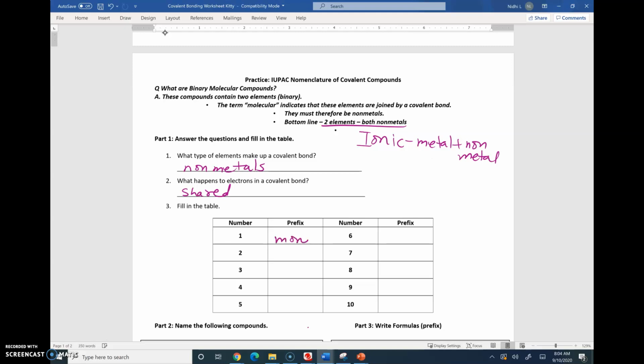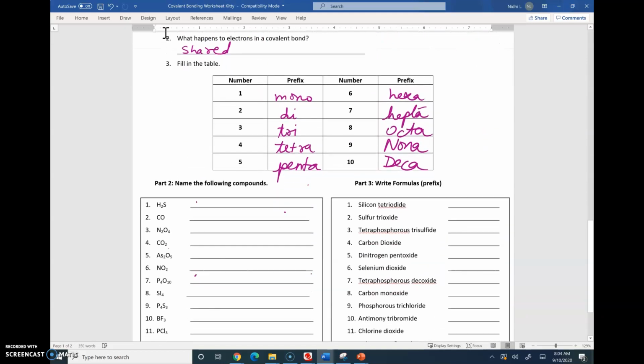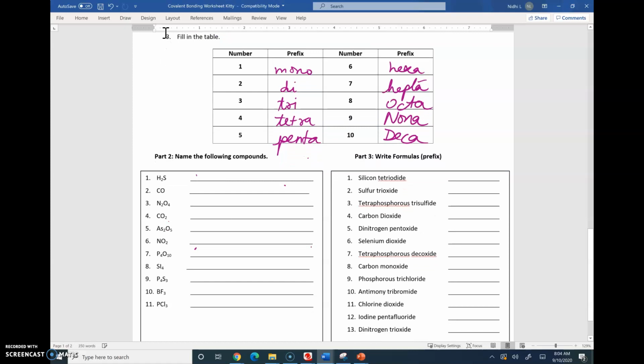So mono, di, tri, tetra, we have penta, hexa, hepta, octa, nona, and then deca. Okay, so go ahead and pause the video and get these down, okay?